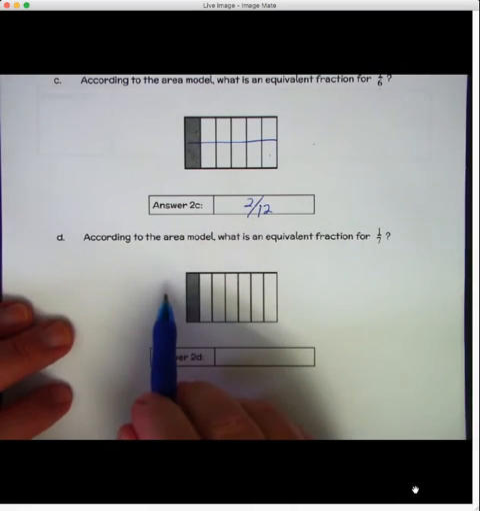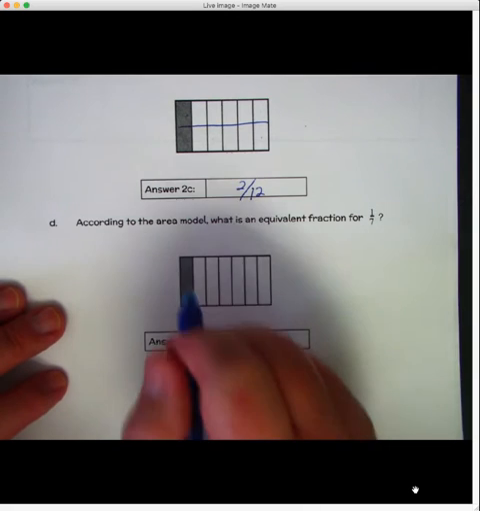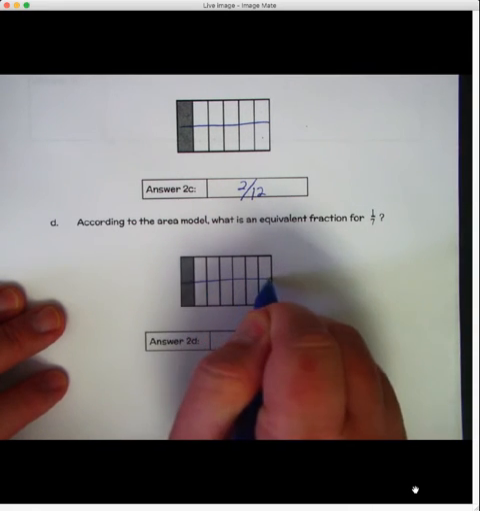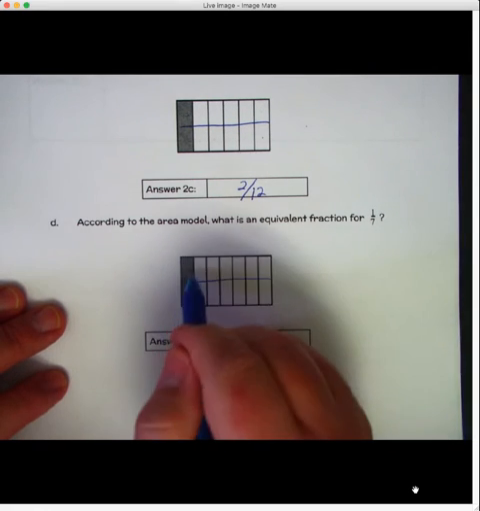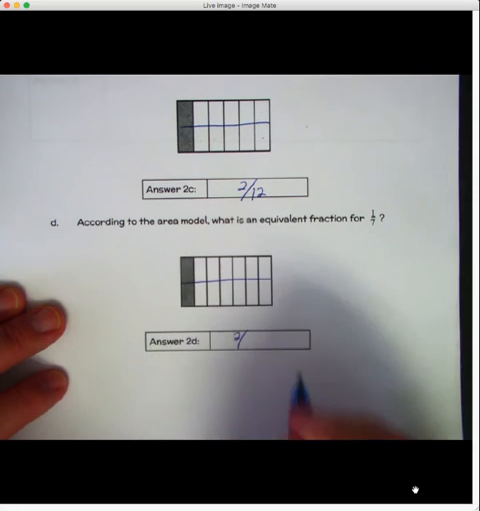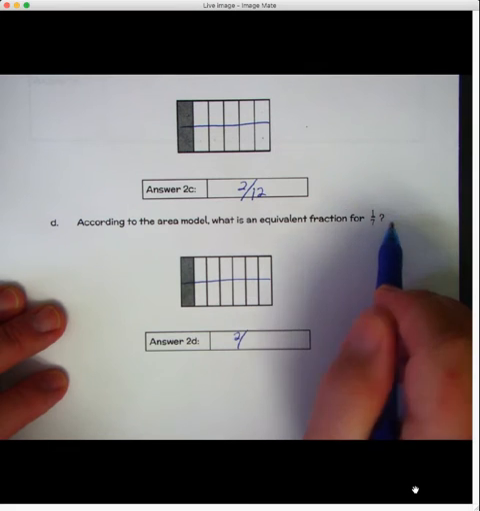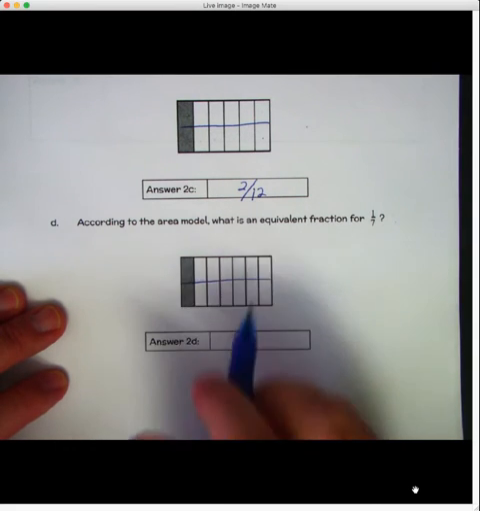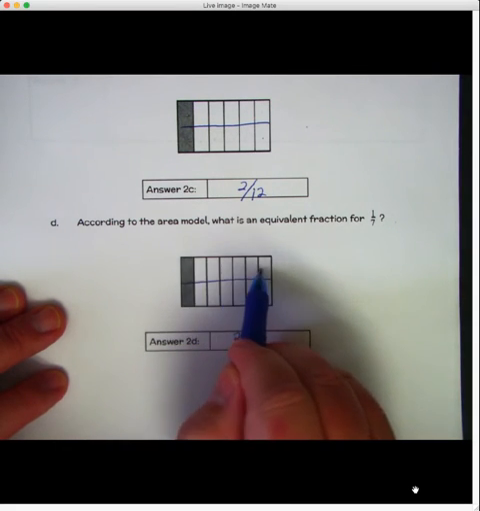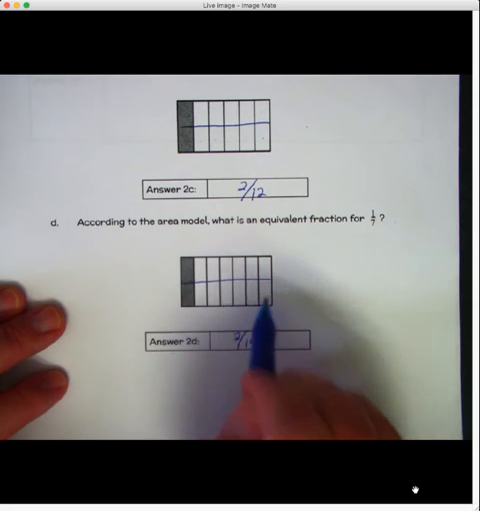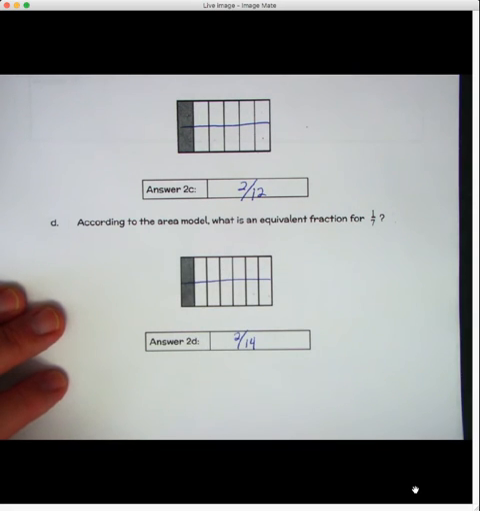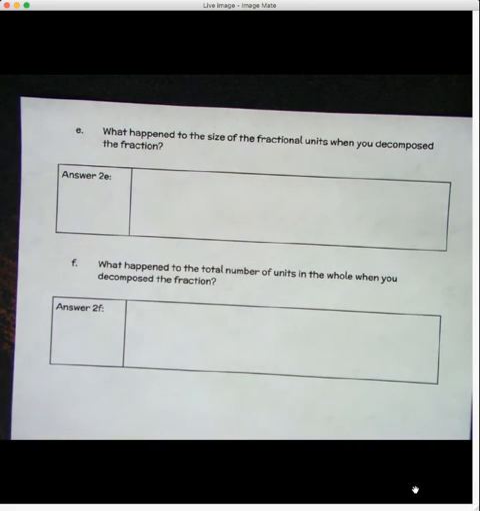All right. Letter D here. We've got 1/7. I'm going to split it, keep it simple here. What's equivalent to 1/7? Well, it's going to be 2 out of how many? Well, 2 times 1 is 2. 2 times 7 is what? 14, right? But let's count the boxes and make sure. 1, 2, 3, 4, 5, 6, 7, 8, 9, 10, 11, 12, 13, 14. So 2/14. Let's look at a couple more here.